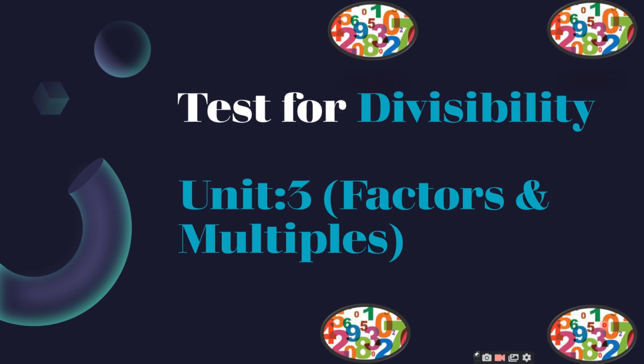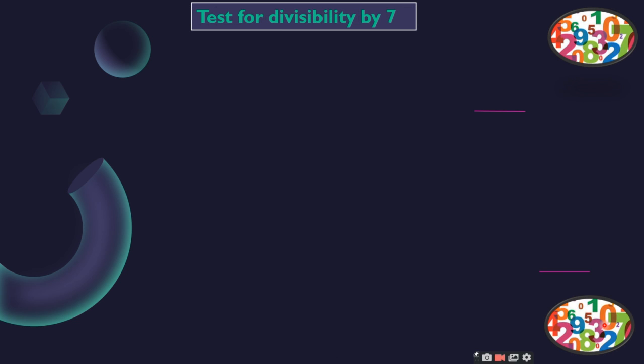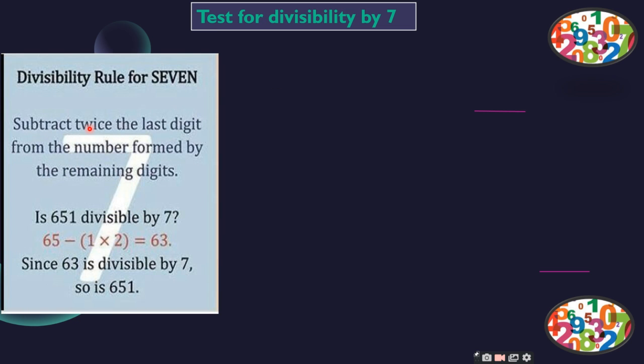The topic is related to factors and multiples, unit number 3. In our previous video we have discussed the divisibility for these numbers 2, 3, 5, 10, 4 and 6. And now in this video we are going to learn some more tests for divisibilities. Let's start the video. Test for divisibility by 7. And here is the rule.